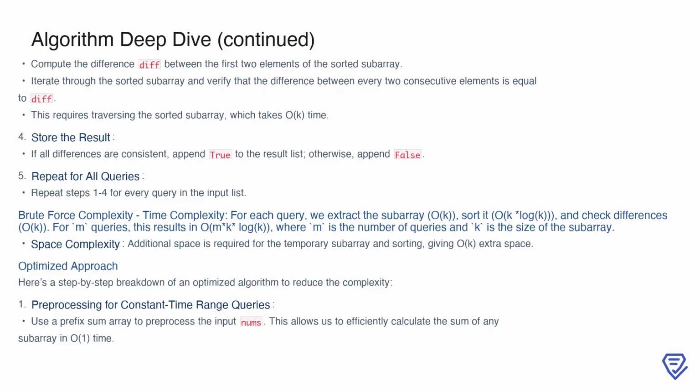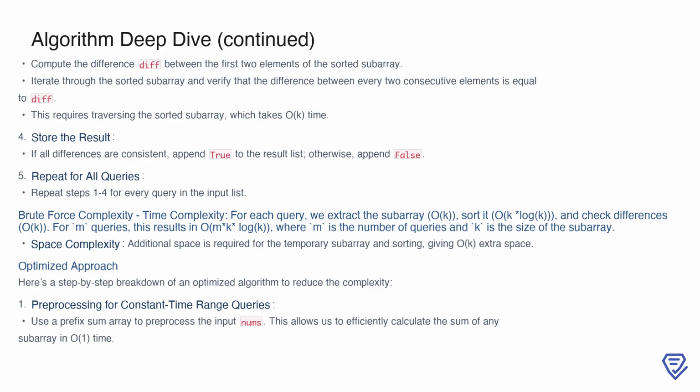However, this brute force approach has a significant computational cost. For each query, we extract the subarray in O(K) time, sort it in O(K log K), and check differences in O(K). If there are m queries, the total time complexity becomes O(m * K * log K), where K is the average size of the subarray.